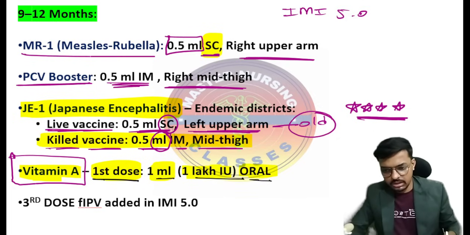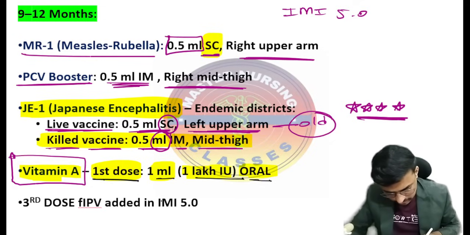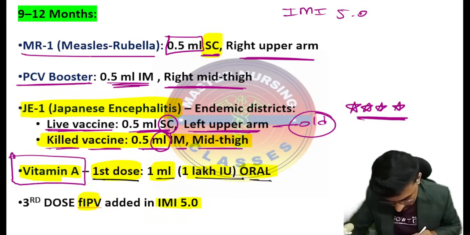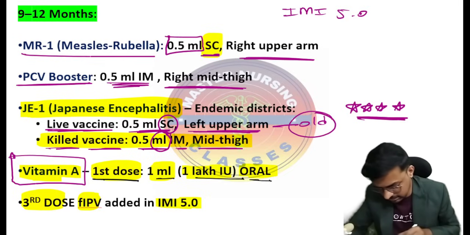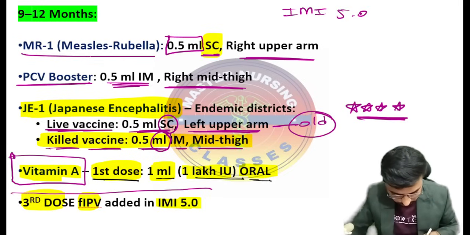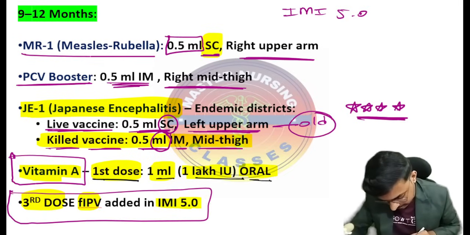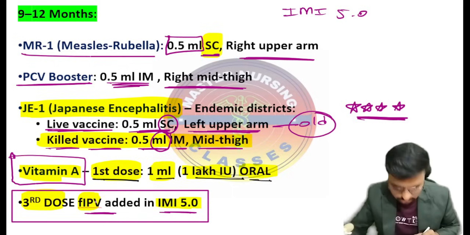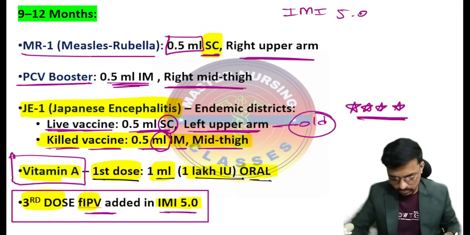And I told you, in the Intensified Mission Indradhanush 5.0, the fractional IPV third dose is added. Okay, so this was the update for you all. The third dose of the fractional IPV was added in Mission Indradhanush 5.0. So IPV will be given at 9 months to 12 months, in between, anywhere we can give. Very important, please do remember.